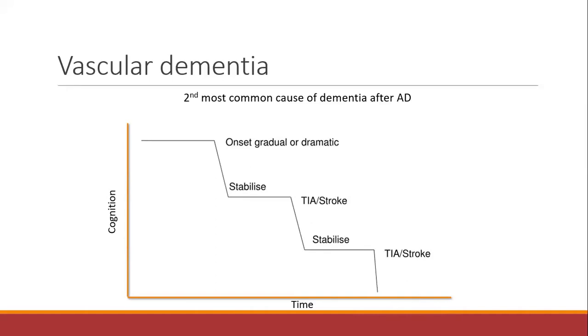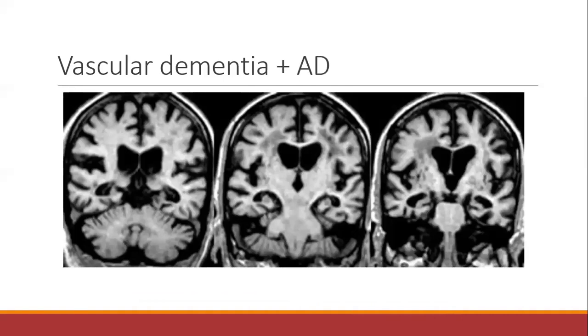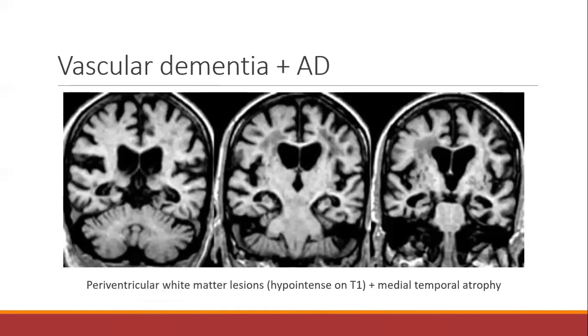What you have to keep in mind is that not all patients will come with a single diagnosis. Many a time you can have a mixed picture. There will be patients with Alzheimer's dementia who have dilated ventricles and findings suggestive of NPH on the MRI. Here you have a patient with vascular dementia and Alzheimer's dementia. There are periventricular white matter lesions which are hypointense on T1. If we had a T2 image, they would have been hyperintense. In addition, you can see significant medial temporal and hippocampal atrophy, which is pointing towards Alzheimer's dementia.